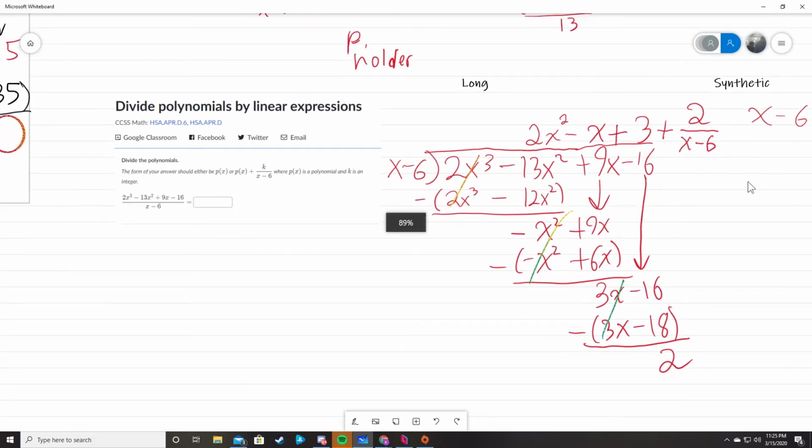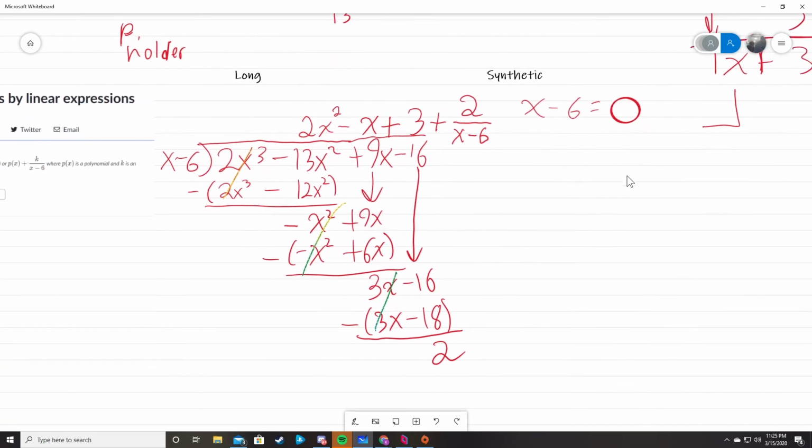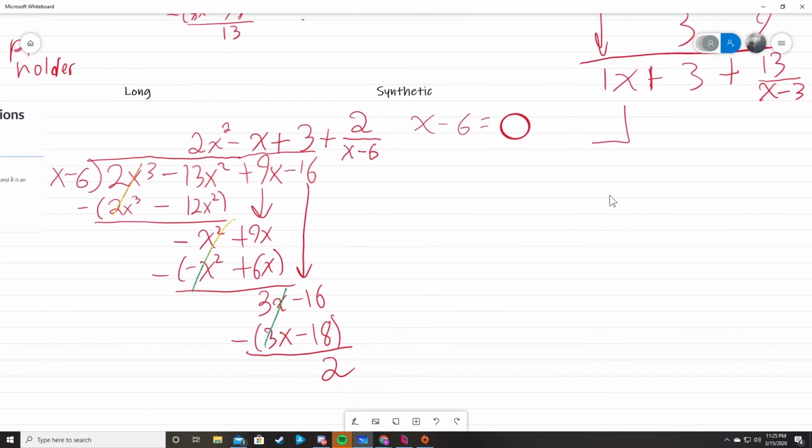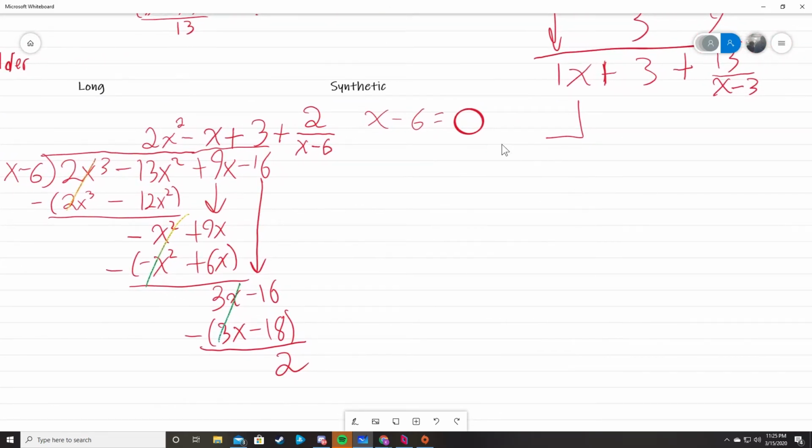Now we're going to double check this with our synthetic division just to make sure that we got this correct. So for the synthetic division part, what we got here, let's move some of this stuff down just so it doesn't clash with the other problem. Sorry about the wait. Let's move this down here.